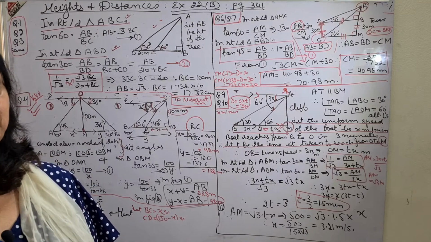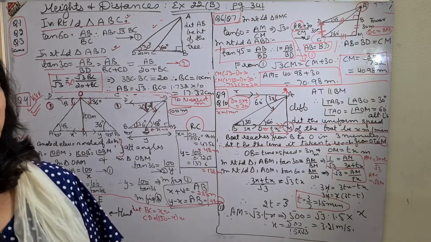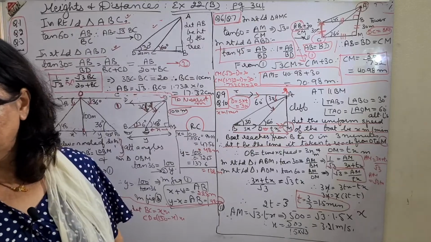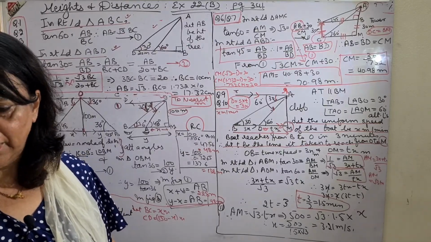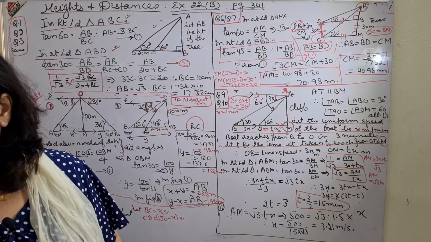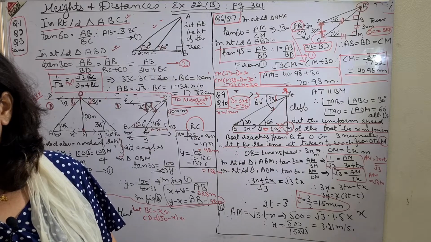So exercise 22B is very important for the paper because most of the questions come from this exercise. Then the second part of this question was that you have to find the speed of the boat in meters per second if the height of the cliff is 500 meters.